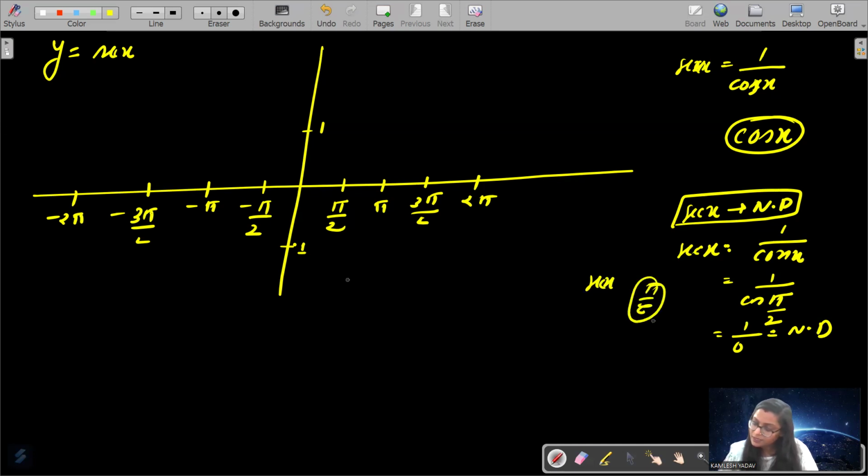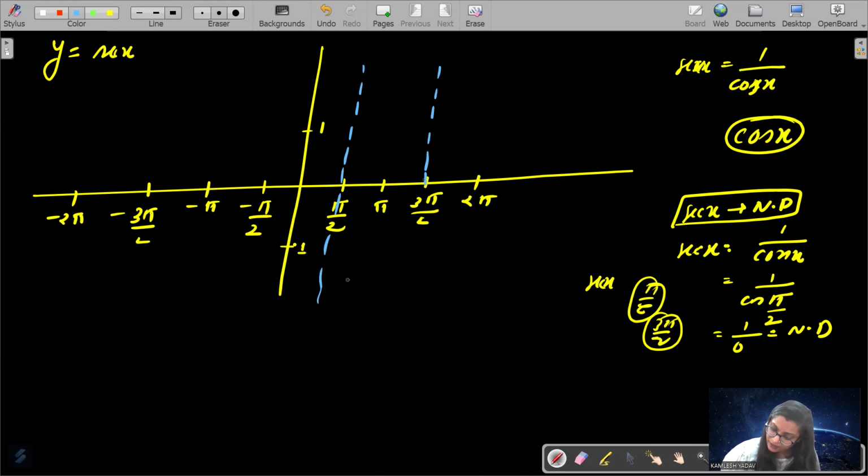Okay. Then similarly for 3 pi by 2. So first we draw the dashed line here for pi by 2 and 3 pi by 2, because at these points sec x is not defined. Then similarly for the minus x-axis.